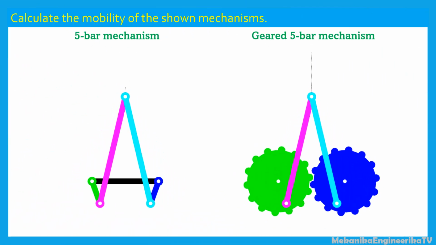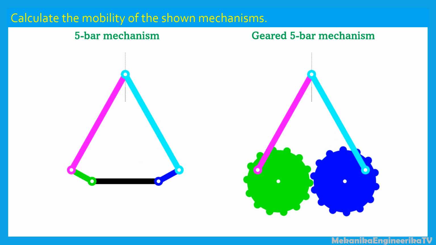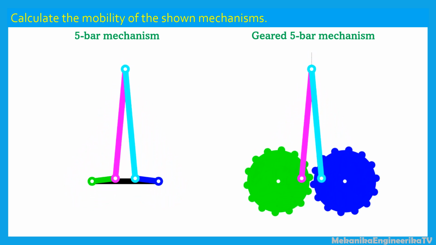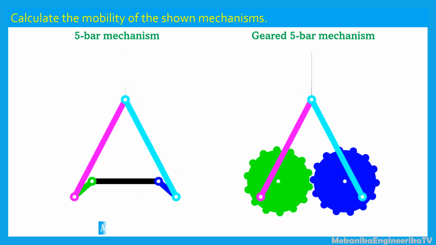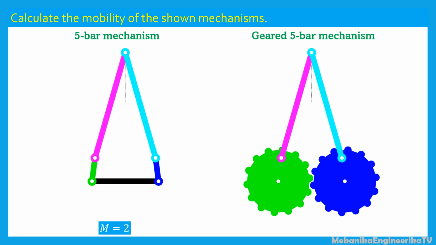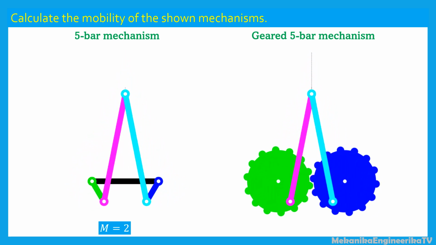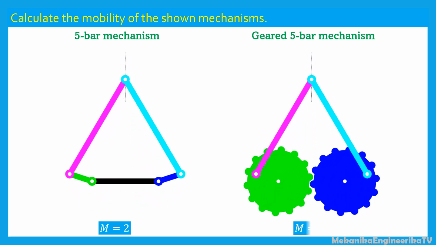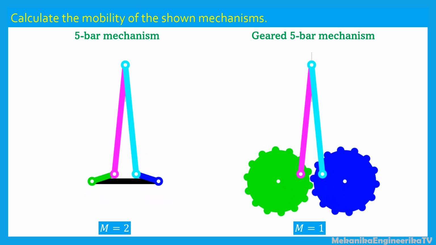We have succeeded to calculate the mobility of the two mechanisms. The ordinary 5-bar linkage has a mobility M equal to 2, or 2 degrees of freedom. The geared 5-bar mechanism has a mobility M equal to 1, or 1 degree of freedom.